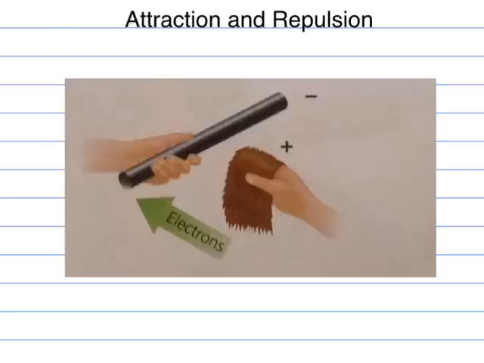Opposite to that, if we take an ebonite rod and a fur cloth, when we rub them together, the electrons move from the fur to the ebonite rod, and that means that we get negative ions forming here and positive ions forming here. So we just get that movement of electrons.